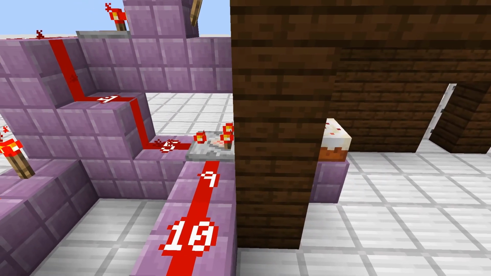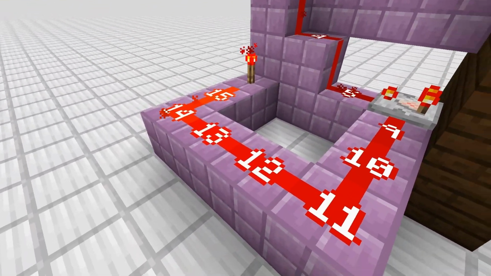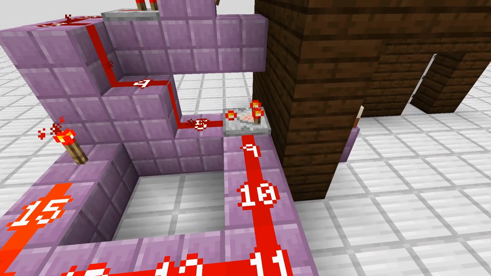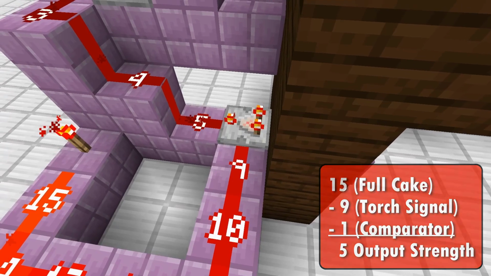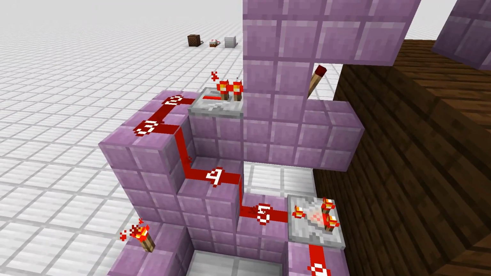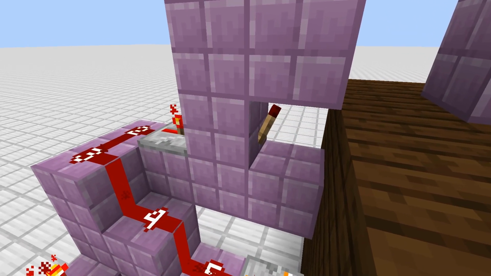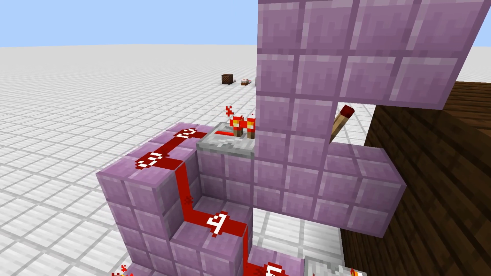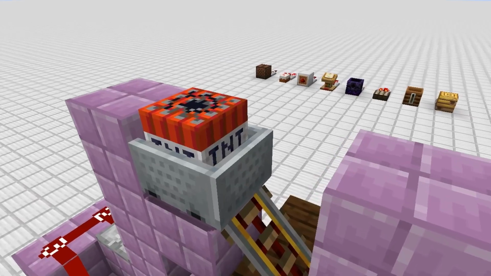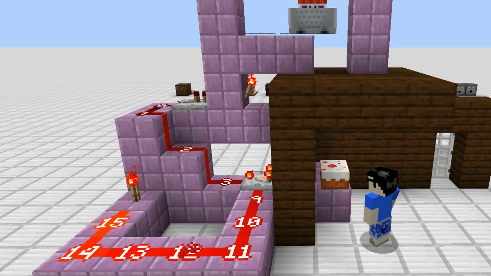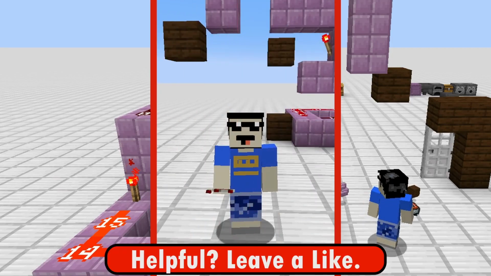This comparator is detecting the signal from this cake through the wall. We have this torch here going into the side of the comparator, which is on subtraction mode, so this 9 reduces the cake down to the point where it just reaches this repeater. This repeater being on stops that torch from lighting up. If any of the cake gets eaten, this repeater shuts off, the torch turns on, the powered rail goes, and the TNT goes boom.